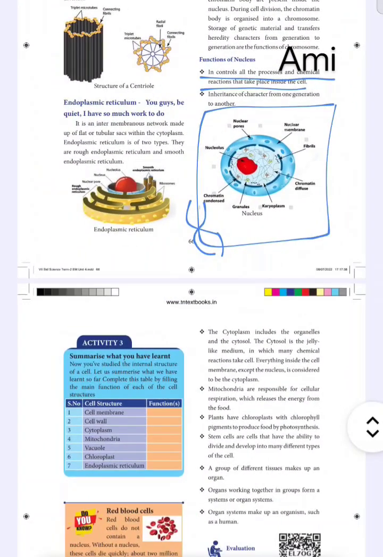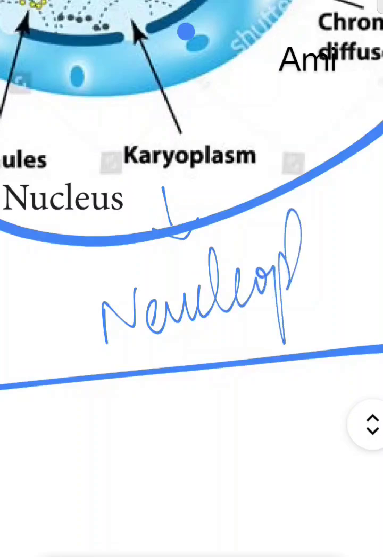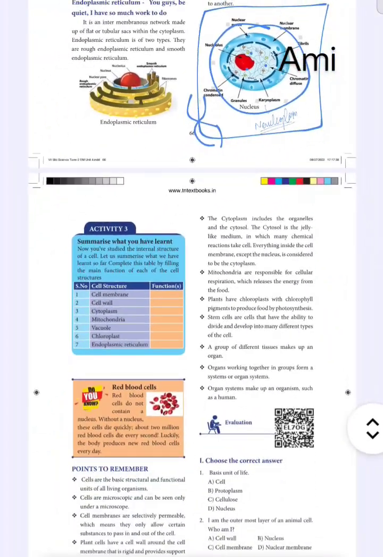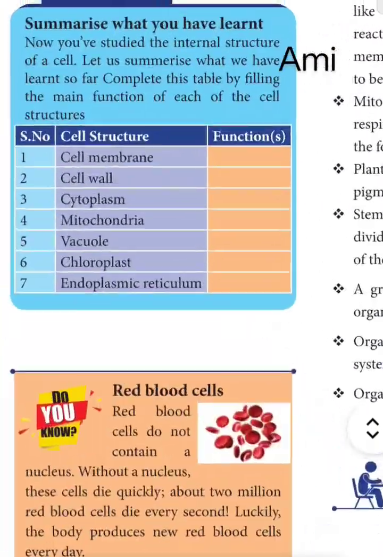Then the outer layer is the nuclear membrane. Then inside you have karyoplasm, which can also be known as nucleoplasm. Okay, till this it is clear? Fine. Now here, summarize what you have learnt.